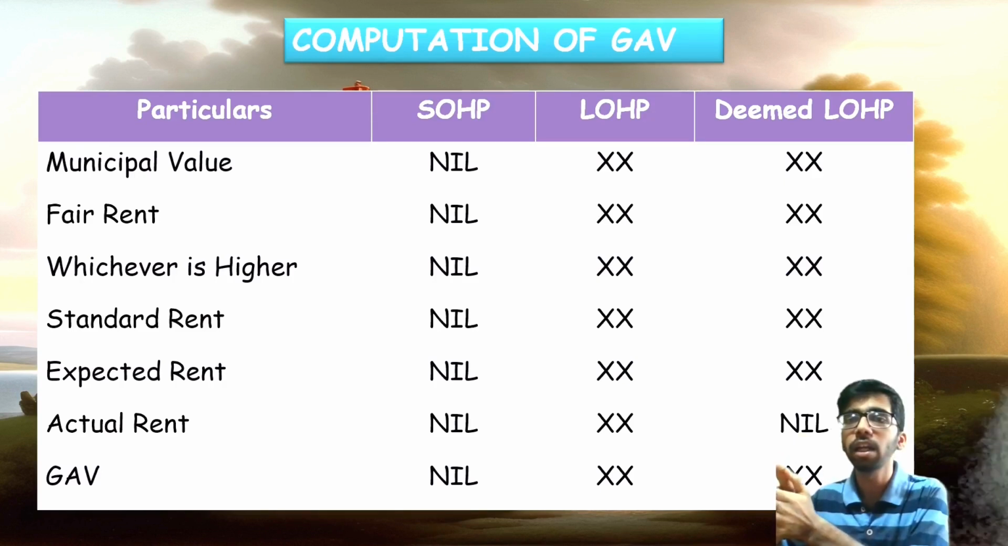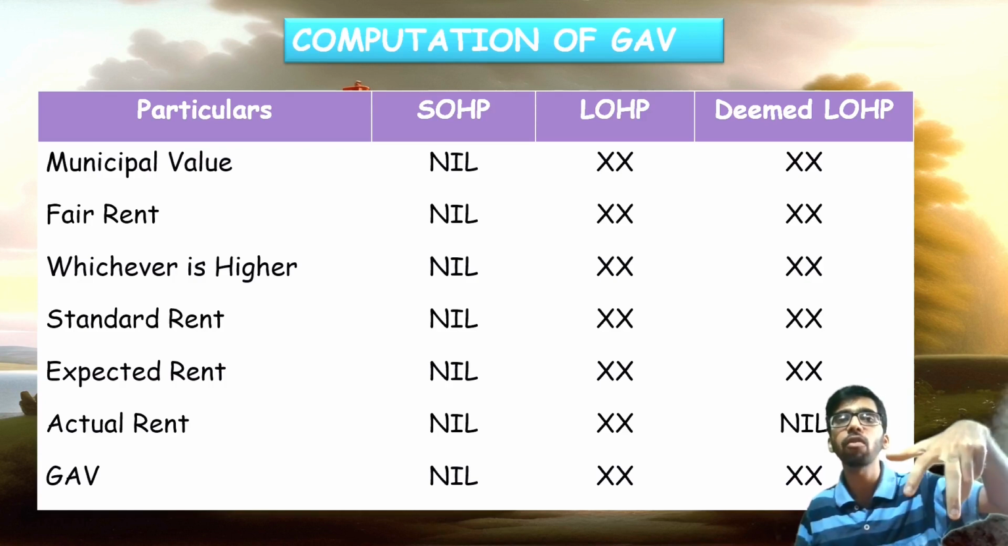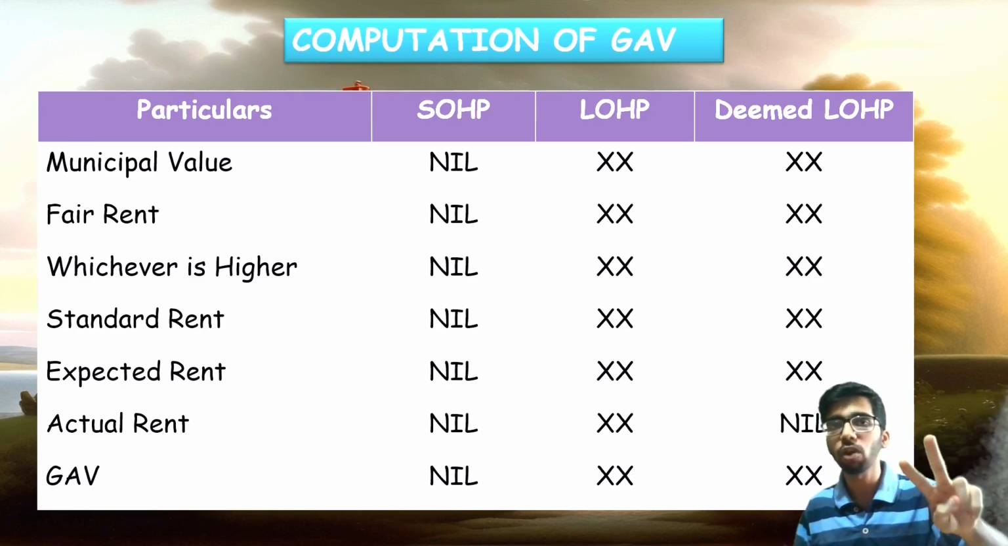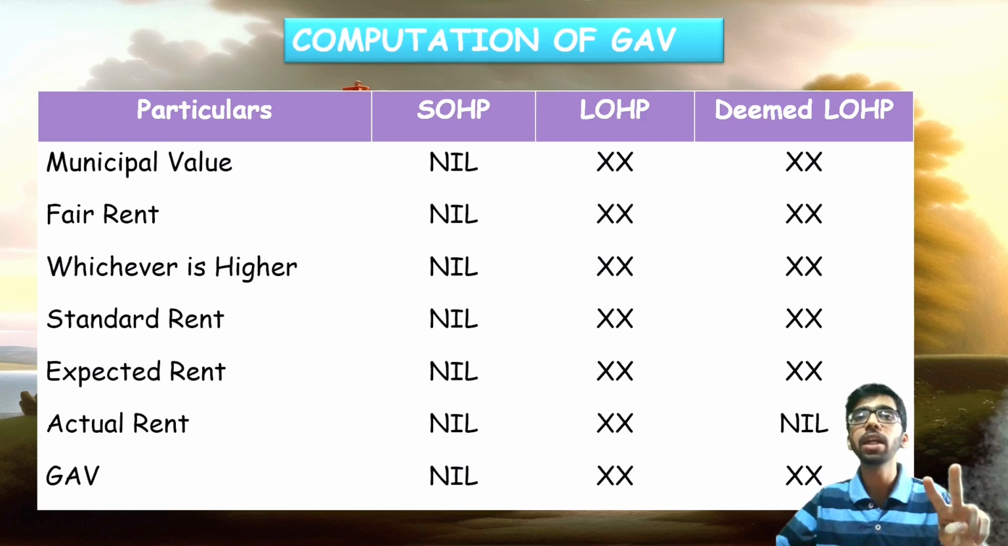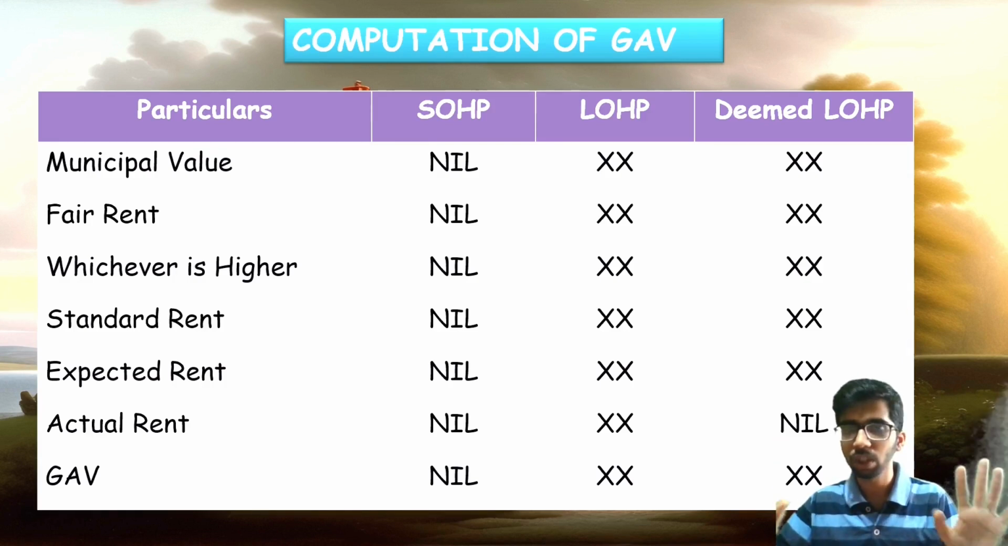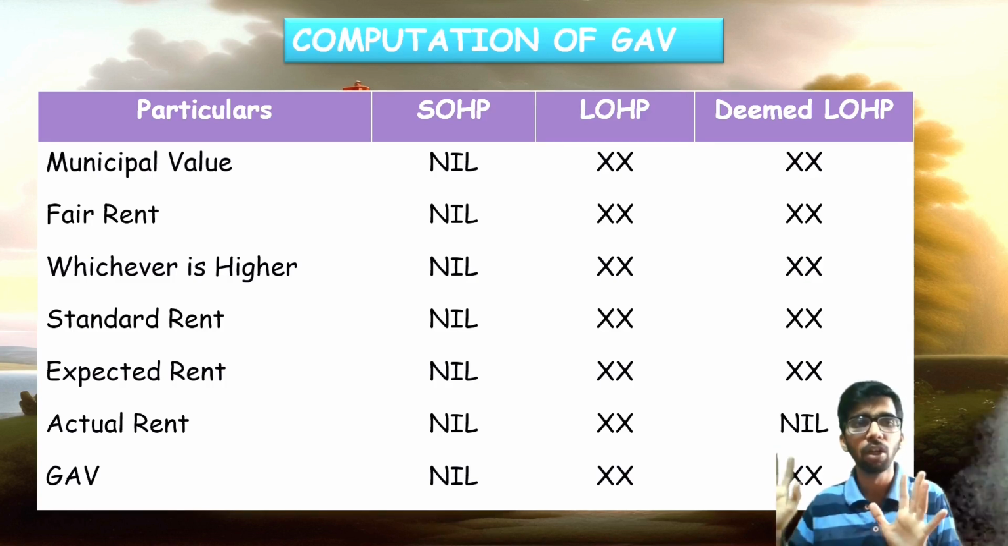What do you mean by deemed LOHP? If you have more than two self-occupied house properties, the remaining will be treated as deemed to be let-out house property. Understood? This is the meaning of deemed let-out house property. First, municipal value or fair rent value.